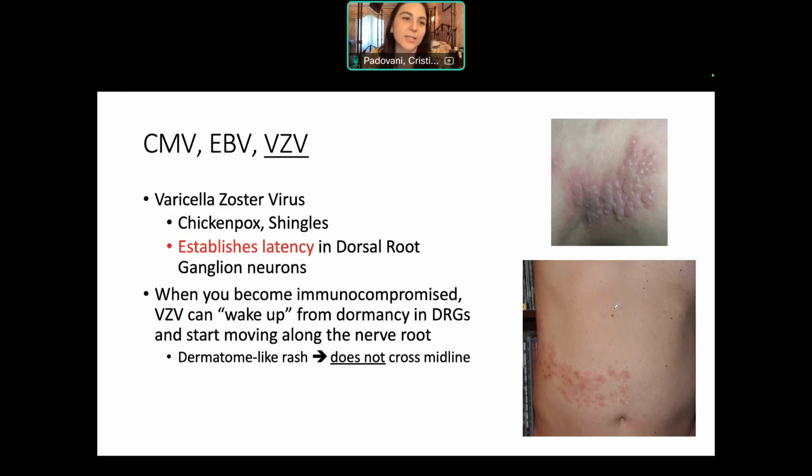All right, and then VZV, varicella zoster. This causes chickenpox when you're younger, and then it stays with you forever. Then when you're older, elderly, or you get some sort of immunodeficiency like HIV/AIDS, it can come out and cause shingles. So this will establish latency, and where VZV likes to hide is in the dorsal root ganglion, the DRGs.